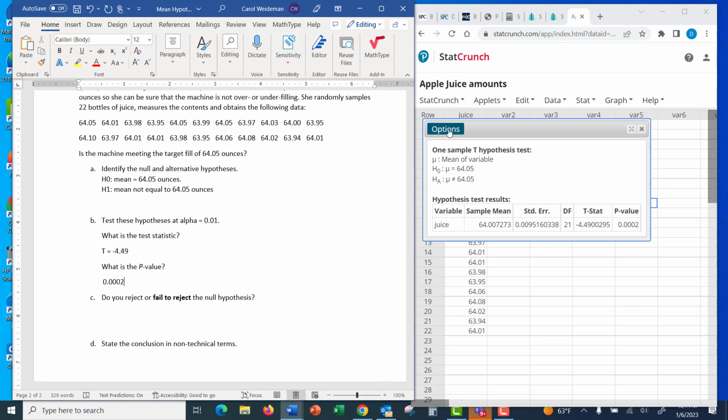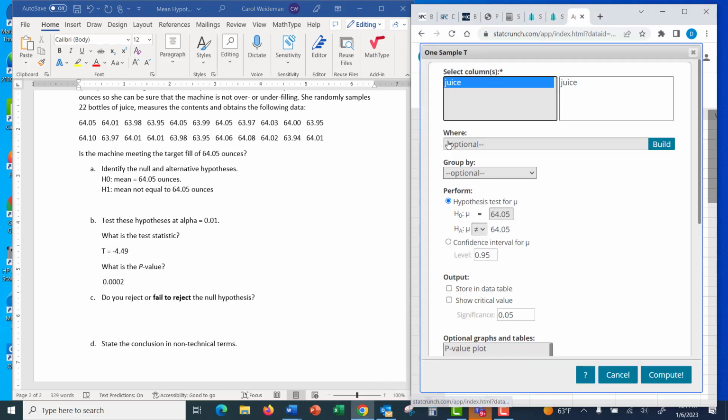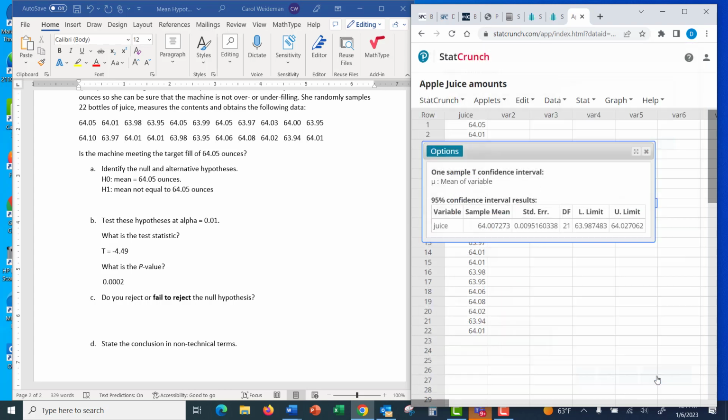Now, it would be interesting, just while we're here, to go back in and edit this for a second. And let's go ahead and do the confidence interval and maybe do a 95%. And we notice when we do that, this confidence interval goes from about 64 ounces up to 64.03 ounces, which is below that target of 64.05, which confirms our decision to reject the null hypothesis.